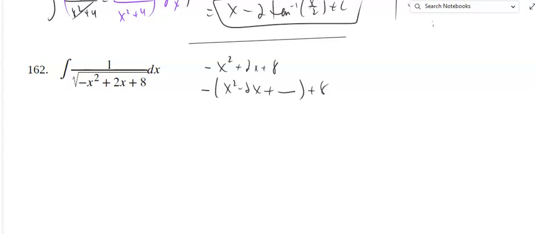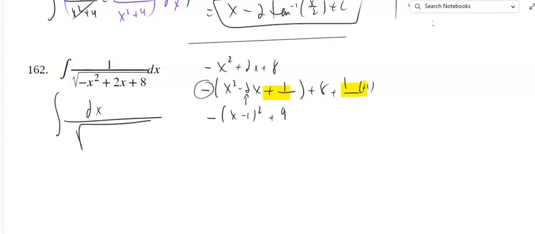I'm going to add a number, and I'm going to subtract that same number. Since this number is multiplied by a negative, I have to multiply this by a negative. Take half of the middle number, which is 1, and square it. That becomes negative x minus 1 squared. 8 plus 1 is 9. So I could say this is the integral of dx divided by the square root of 9 minus x minus 1 squared. Now, I could make multiple substitutions, and that's going to make the problem a lot longer than it is, you know? So you have a choice.